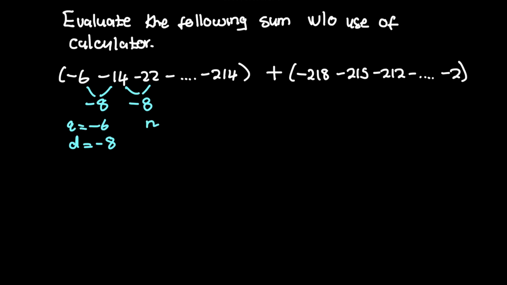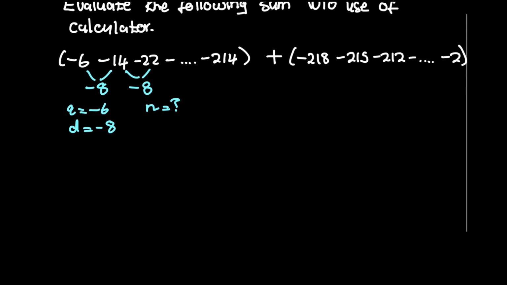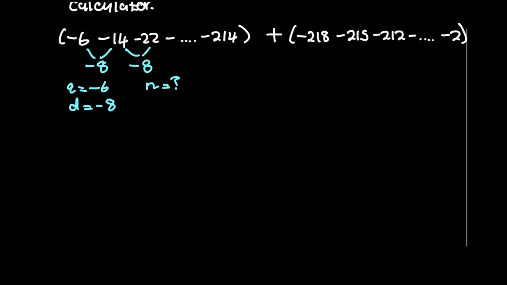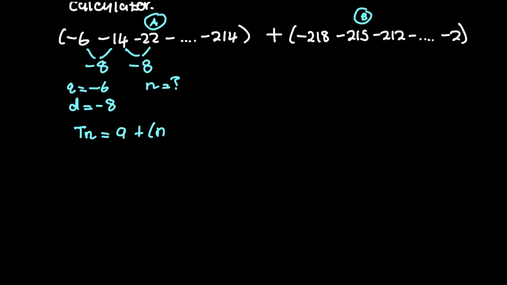We don't have our n. So before we get to business, we need to find the value of n. I'm going to call this A, and this one is the B one. I'm going to use the formula of an arithmetic sequence to find the number of terms, a plus n minus 1 times d. So let's substitute to find the general term of this series.